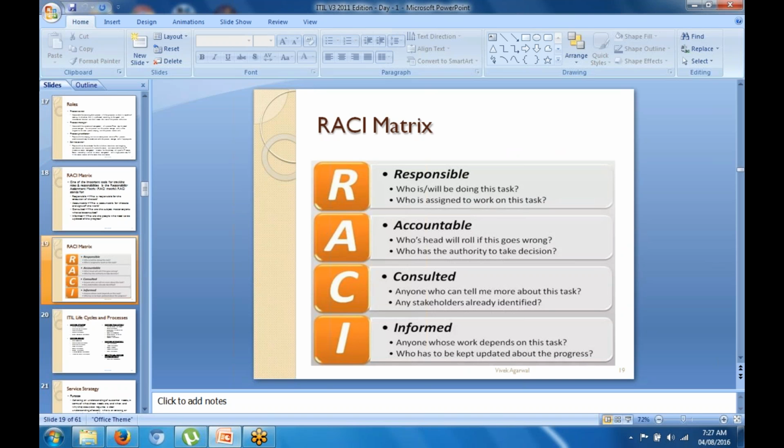So R stands for responsible, who will be doing the task, who is assigned to work on this task. Accountable means whose head will roll if this goes wrong. Who has the authority to take the decision, everything is defined.